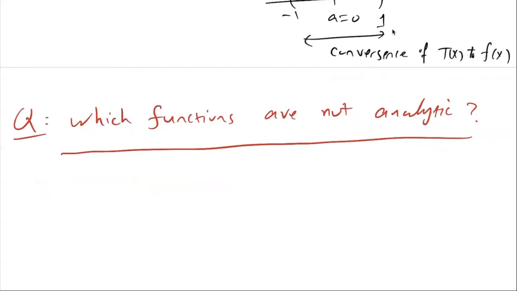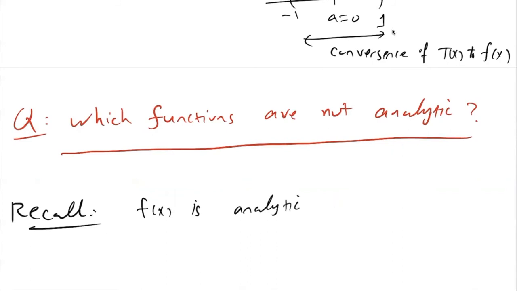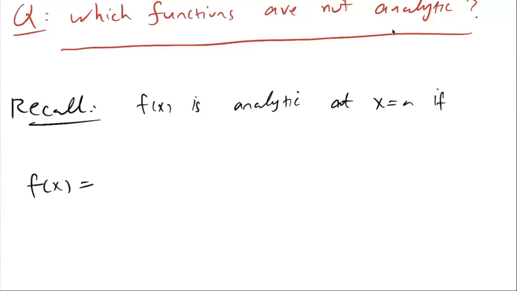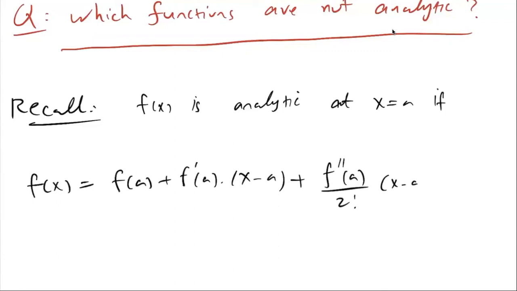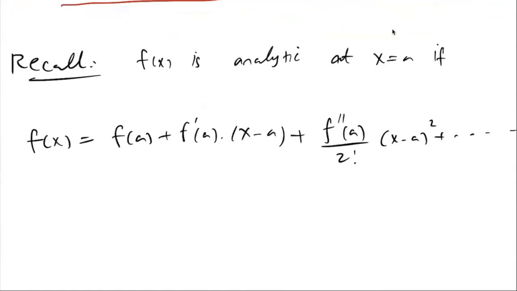So first of all, analytic means what? Recall, f of x is analytic at x equals a if f of x and T of x, which means f of a plus f prime of a times x minus a plus f double prime of a over 2 factorial times x minus a squared, and so on, are exactly equal for x close to a. Or technically, on an open interval containing a, which is a term used in, for example, an analysis course. But in this course, to simplify the concept, I would just say x close to a.